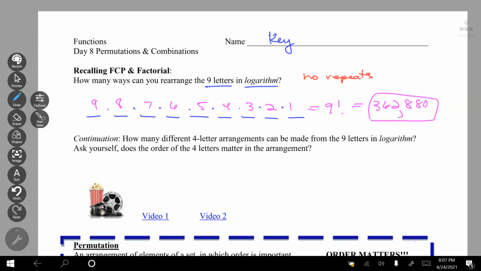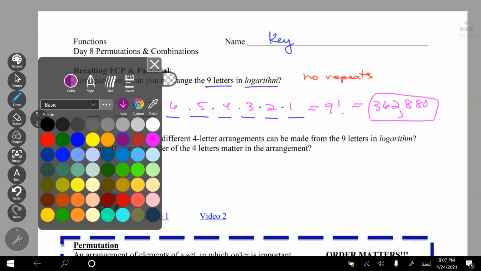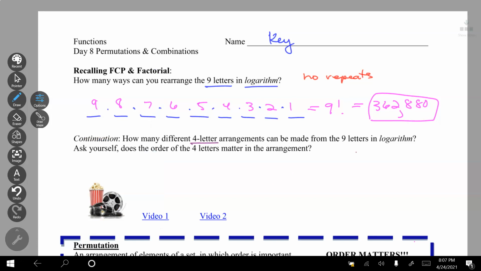Okay? How about if I only wanted to use 4 out of the 9 letters from logarithm? So again, only 4 letters. I'm going to use FCP, the fundamental counting principle, and say my first spot out of the 4, I have 9 options. And then I have only 8 letters left, 7 and 6. And now I have 3,024 ways that I can do this. Okay?